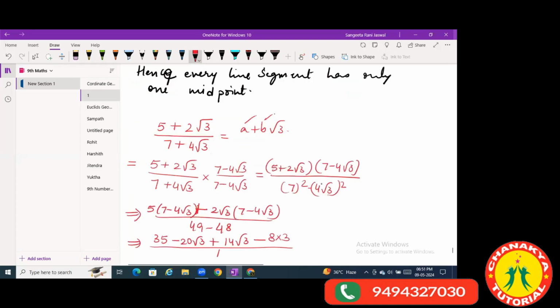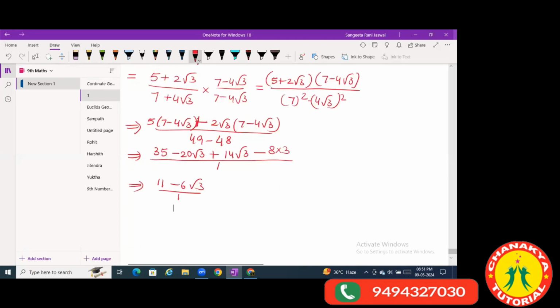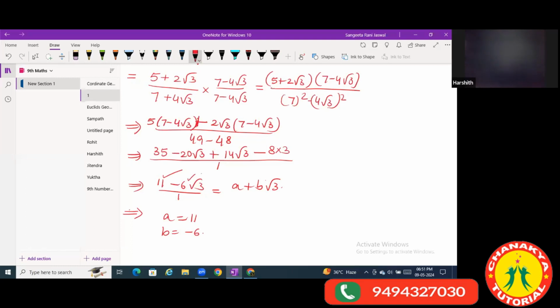We were working on the left hand side part, no? So this has now come equal to 8 plus b root 3. This was your right side. Yes, Harshit, this was your right side. So that means your value of a is 11 and your value for b is minus 6, right? If you compare, this is your a and this is your b. Yes, have you got it? I hope you understood this now.